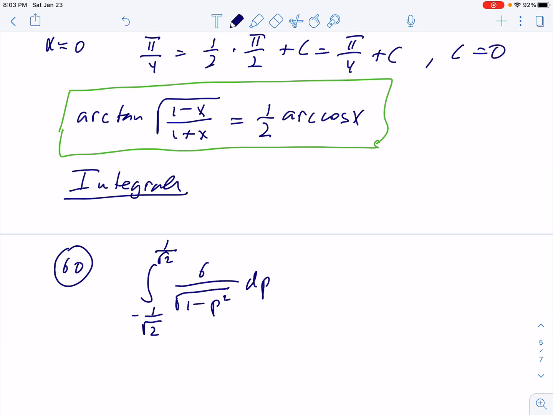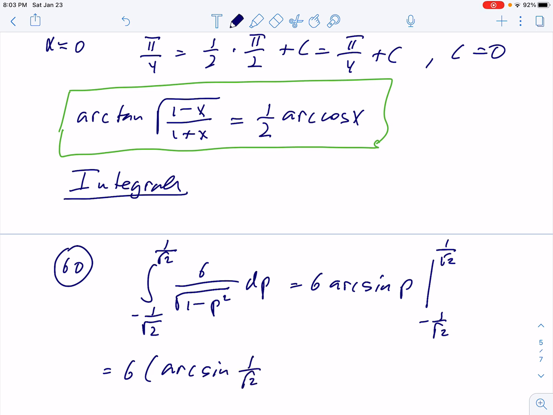Now, it's easy to recognize this integral. If we put the 6 outside, we recognize arc sine. So this will be 6 times arc sine x between -1 over root of 2 and 1 over root of 2. So this will be 6 times arc sine 1 over root of 2 minus arc sine -1 over root of 2.